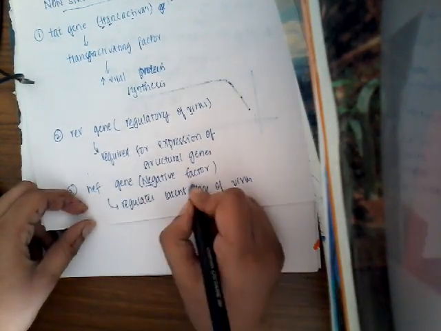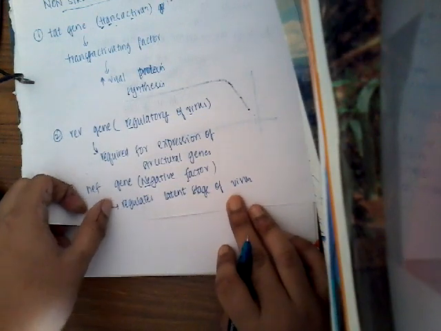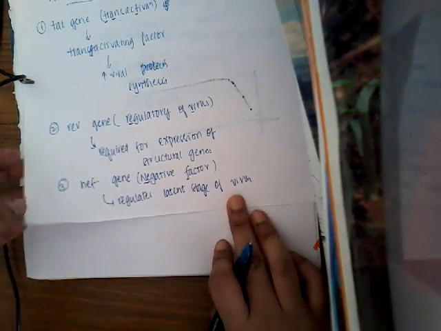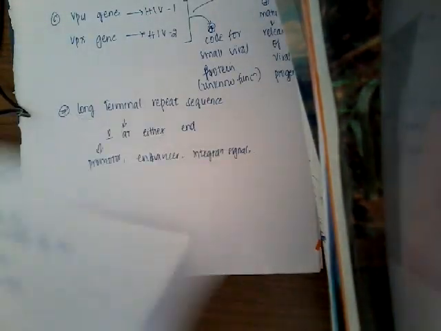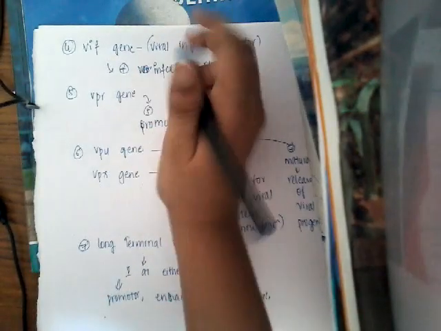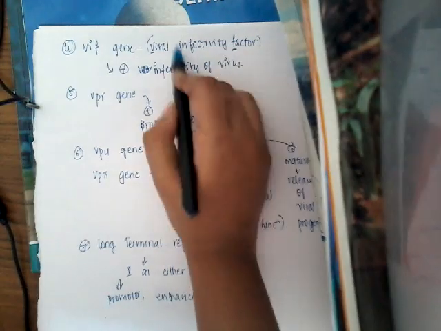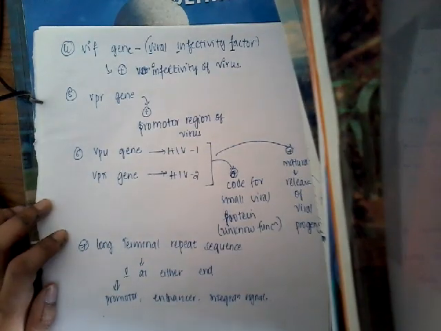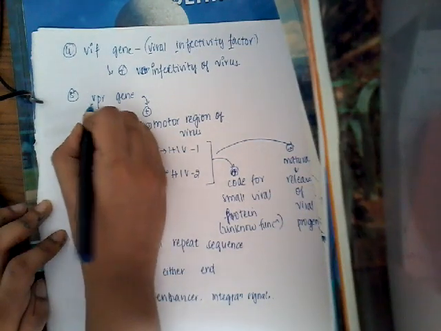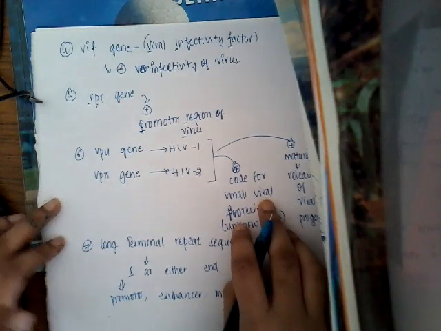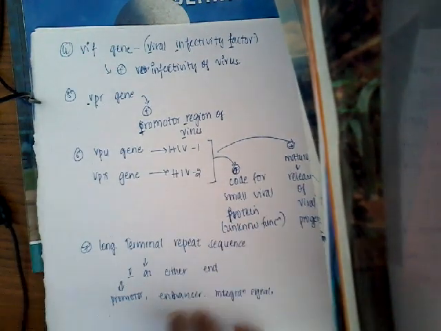Nef gene is negative factor gene. What is negative factor in the virus? In the latent stage, it can't work otherwise, so even in that latent stage it works and regulates the latent stage. The next gene is the Vif gene, viral infectivity factor gene. The name has infectivity, so this will activate infectivity of the virus. Vpr gene, viral promoter gene: the promoter region of the virus. As a result, it will activate the promoter region.